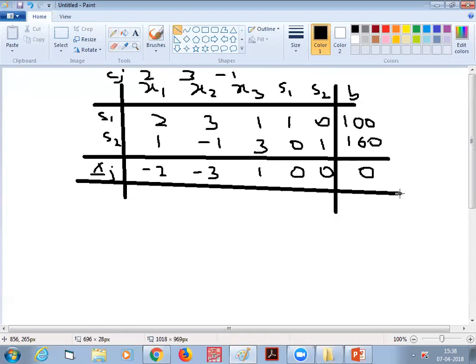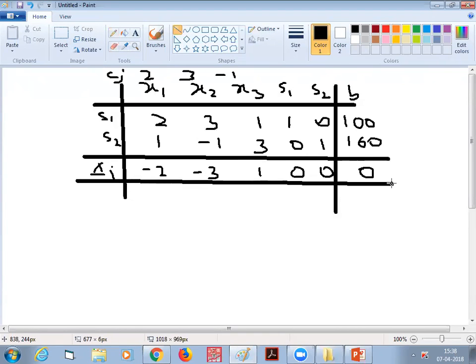So is it optimal? No. Why? Because of negative delta J. So which is the entering variable now? Which one is most negative? Minus 3. So this is the entering variable.